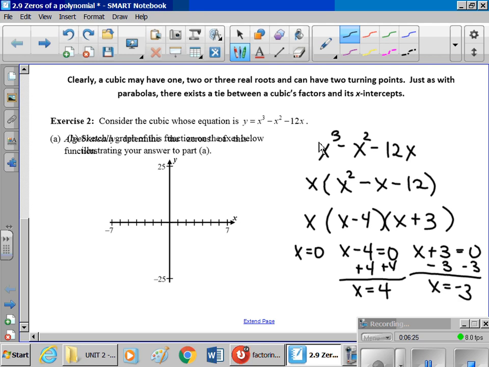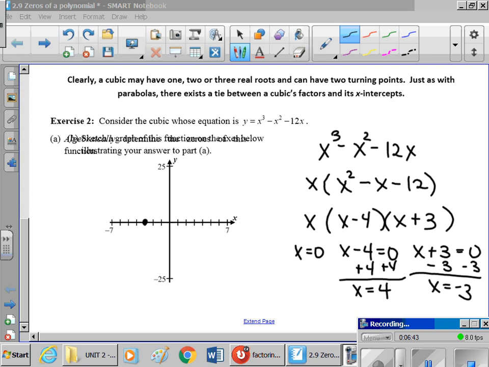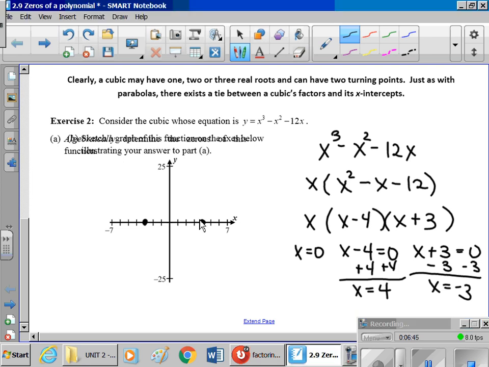Now I think by the time you hit algebra 2, you realize that if your factor is x minus 4, then your zero is x equals 4. And if your factor is x plus 3, your root is x equals negative 3. So negative 3, 0, and 4. And what this looks like is it kind of increases, it decreases, and then it increases again.